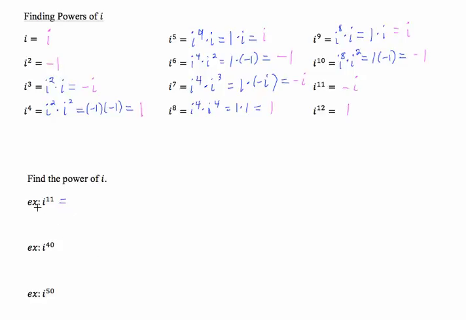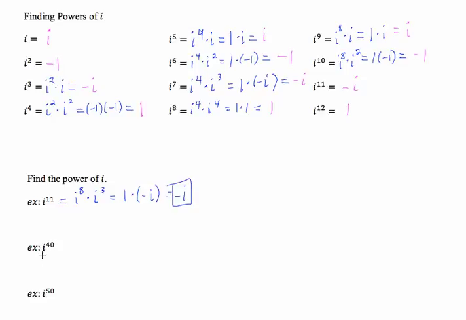You would want to break down 11 into 4 times something, because i to the fourth is 1 and powers of i to the fourth are 1. So you would say, what's the largest number less than 11 that is divisible by 4? That would be 8. 8 is less than 11 but divisible by 4. So I could break that down into i to the 8th times i cubed. I chose 8 because it is a multiple of 4. So i to the 8th is 1, and i cubed, you have to remember, is negative i. So this would be negative i.